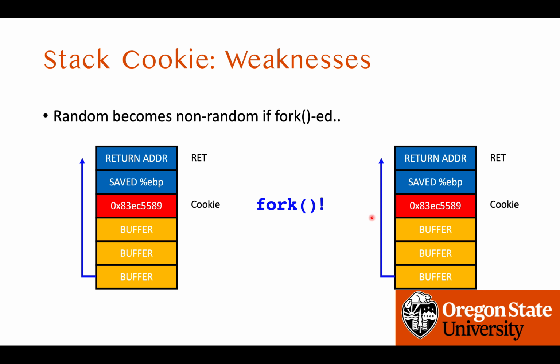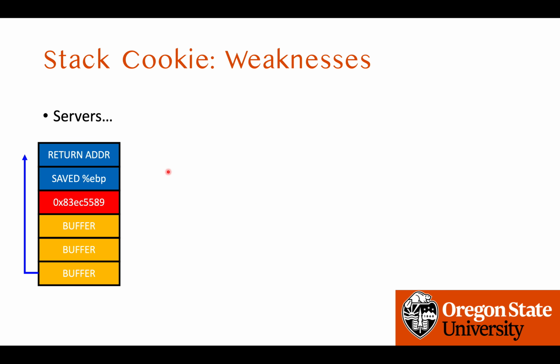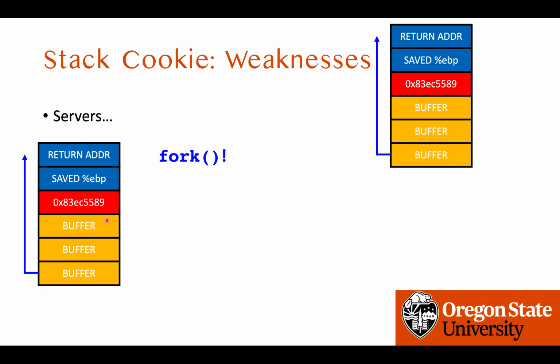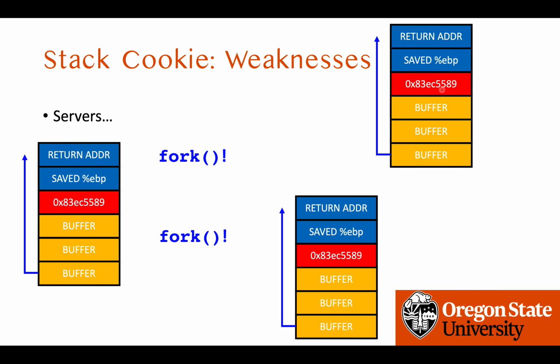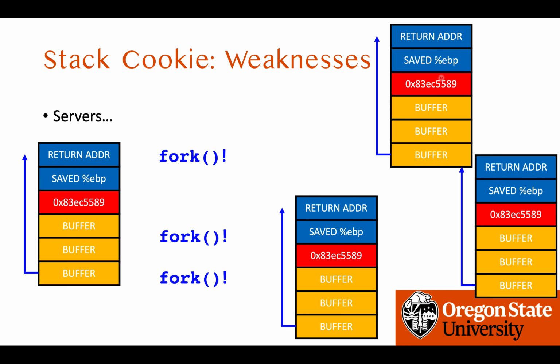That makes a weakness. For example, think about a server program that serves multiple clients. When a client connects to the server, we fork the process to serve the child client, and it has the same stack cookie value because fork copies the entire memory space from the parent to the child process. When the next client comes in, we fork again, and it will have the same cookie value. And for the third client, the values stay the same because fork copies the same environment of the server to all of the clients by definition.